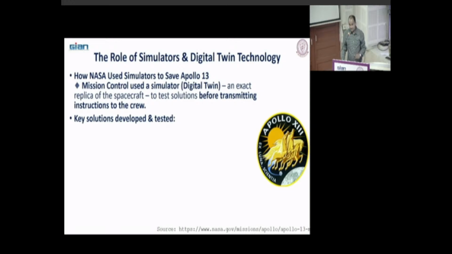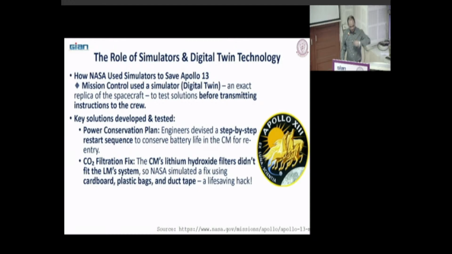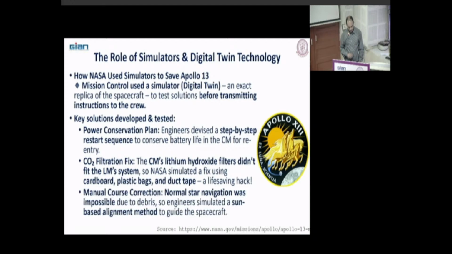Key solutions developed and tested at the control room in Texas. Power conservation plan: engineers devised a step-by-step restart sequence to conserve the battery life in the CM for the re-entry into Earth orbit. CO2 filtration fix: the CM's lithium hydroxide filters didn't fit the LM system, so NASA simulated a fix using cardboard, plastic bags, and duct tape. So whatever options they had, NASA's control team explored all those options, and they gave the instructions to the crew members.